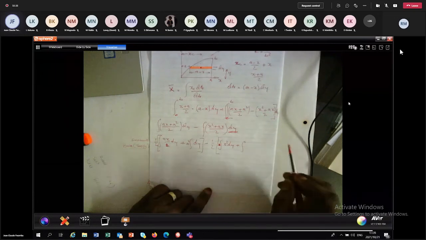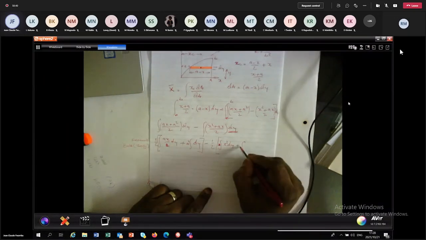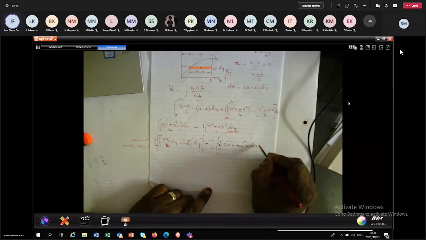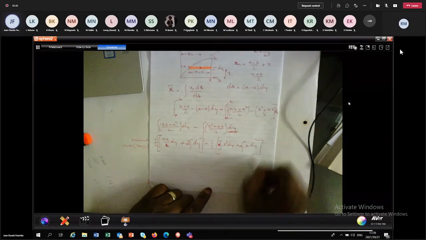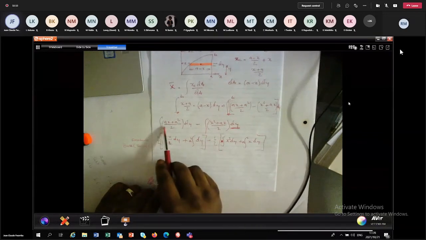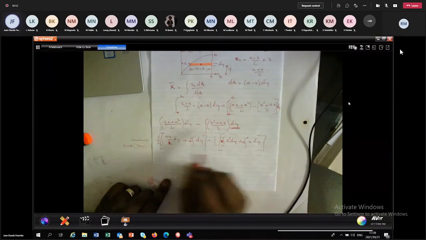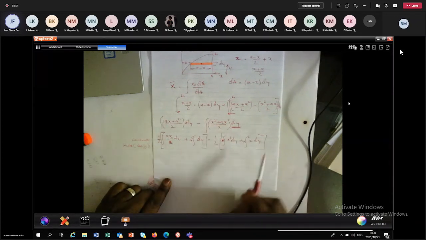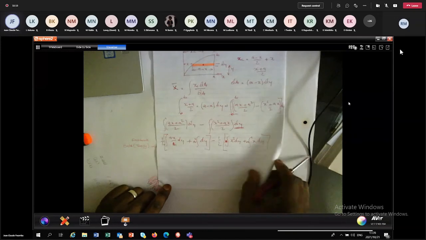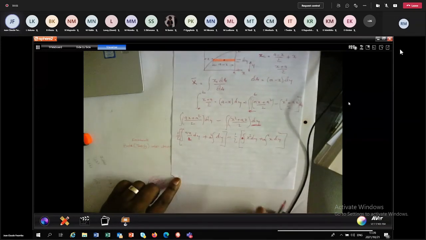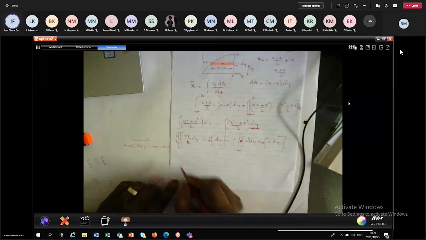Right. Where am I? Yeah. Plus a x dy. Are we making sense with what I've done here? I just applied integration. I took out my constant first and then applied integration on each one of these. All right.